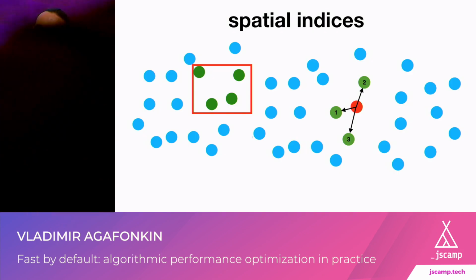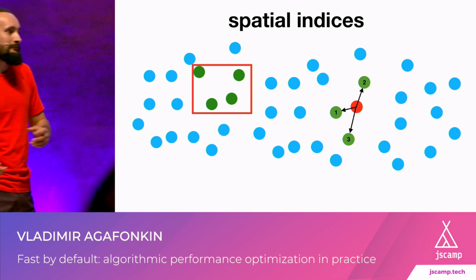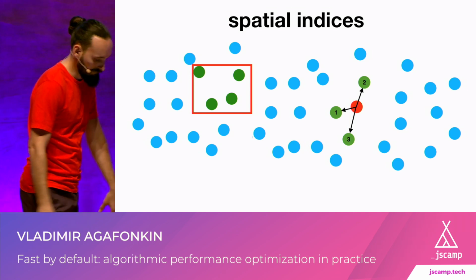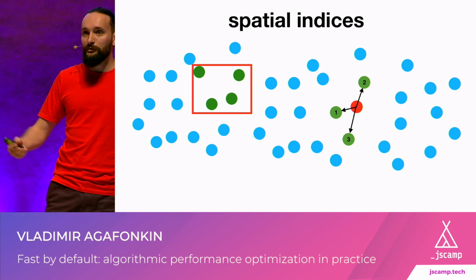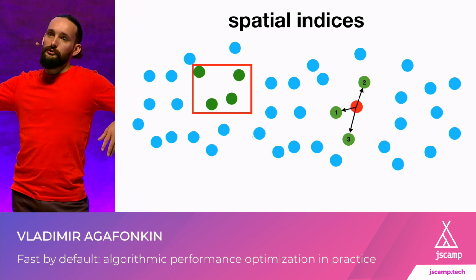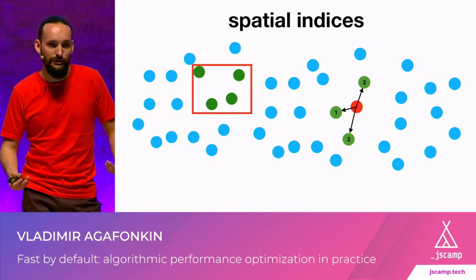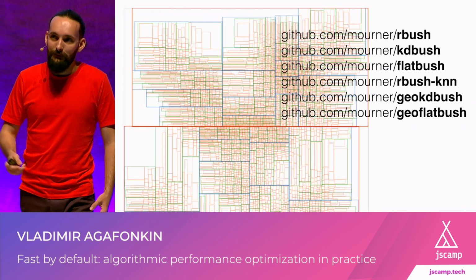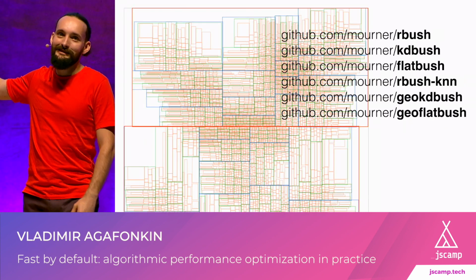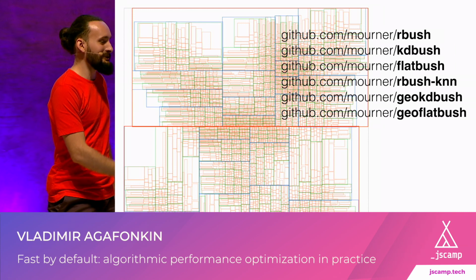I'm also really fond of spatial indices, which is a special category of data structures that allow you to organize geometric data in a way that can be very efficiently searched. And I'm so fond of it that I made 6 different libraries for spatial indices.